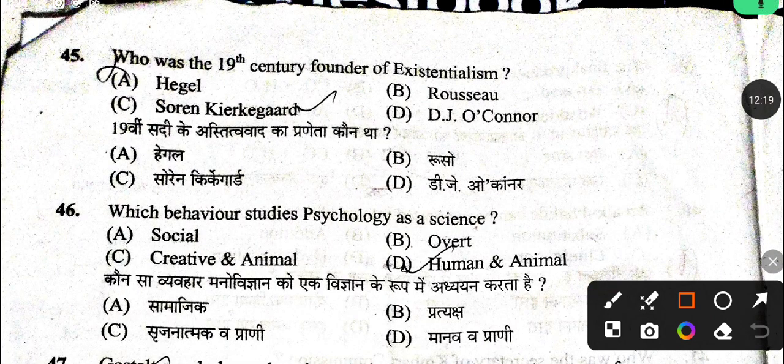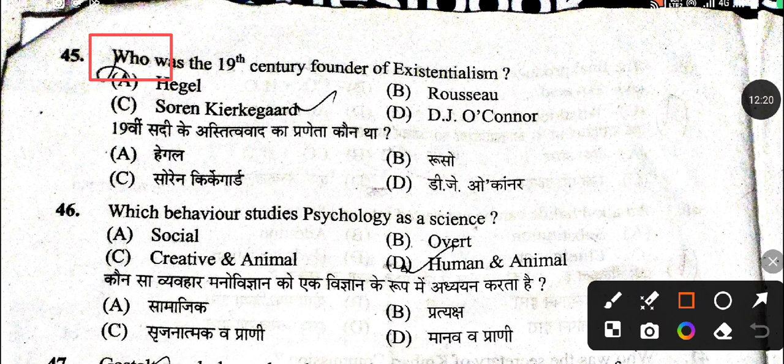Who was the 19th century founder of existentialism? So it was Soren Kierkegaard. Option number C is the right answer. It is a very unique, different question, so it can be repeated.